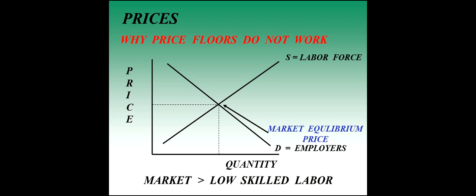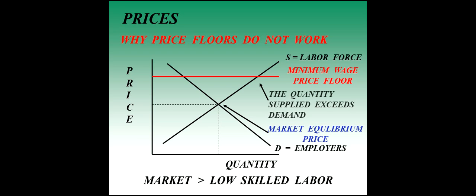Now, with a price floor in this example, it's assumed that the market equilibrium price is not adequate for the workers. So a price floor is put in place, a minimum wage, that raises the price level for the market. And if we look at what this does to our market conditions, and we know how to read our supply and demand graph, we see that with the price floor, the quantity supplied of laborers at the higher wage rate exceeds the demand from the employers.